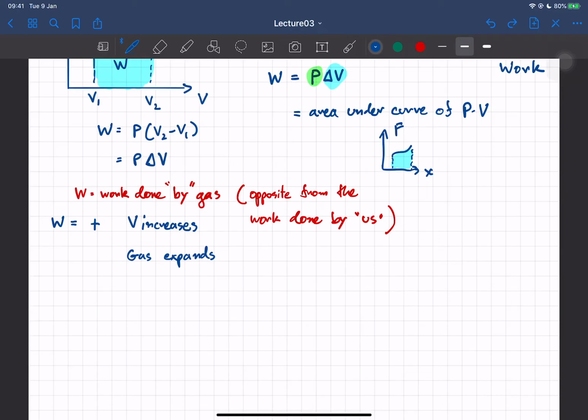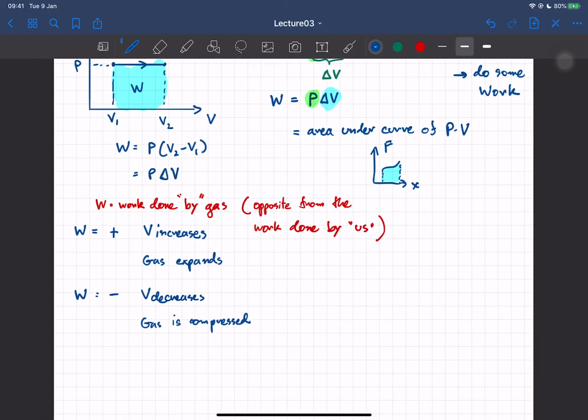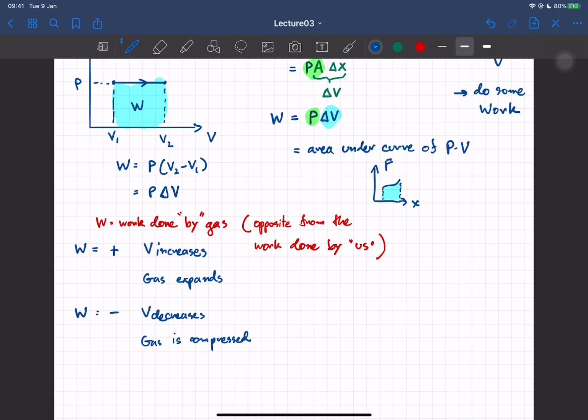If the volume decreases, then work becomes negative. This means V decreases, which means the gas is compressed. So this is a very nice way of remembering whether W has to be positive or negative. You just look at how the volume changes. If you expand the volume, then W has to be positive. If you compress the volume, V decreases, then W is negative. This is very important, because if you mess up the sign, it will make the calculation wrong.